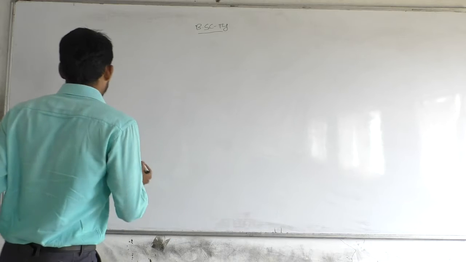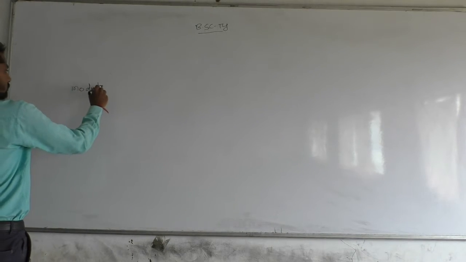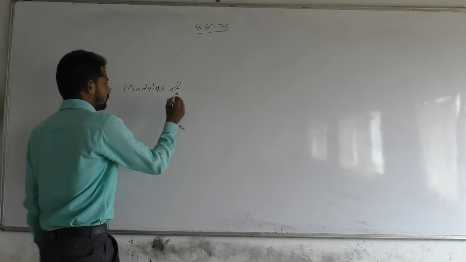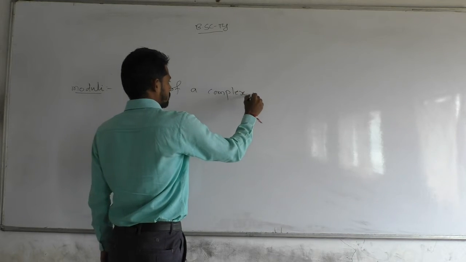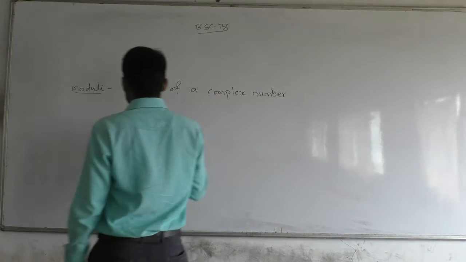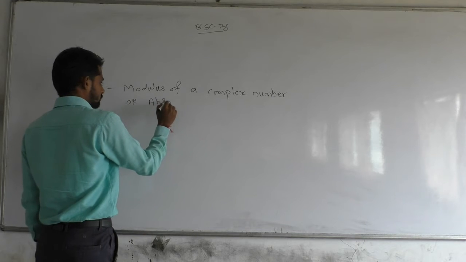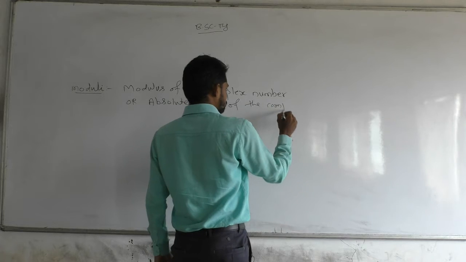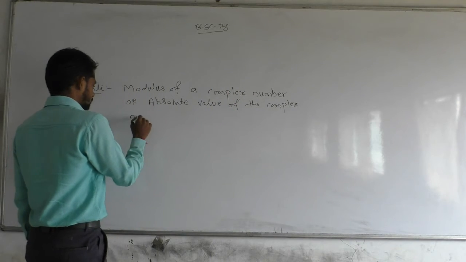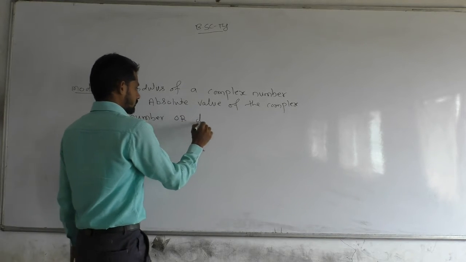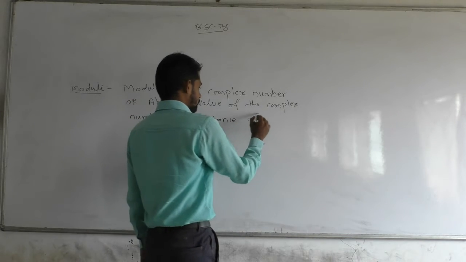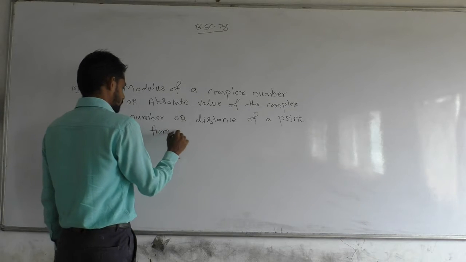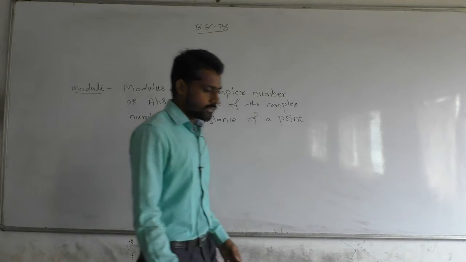So write down: modulus of a complex number, or absolute value of the complex number, or distance of the point Z from origin. So these are some names for the modulus of a complex number.